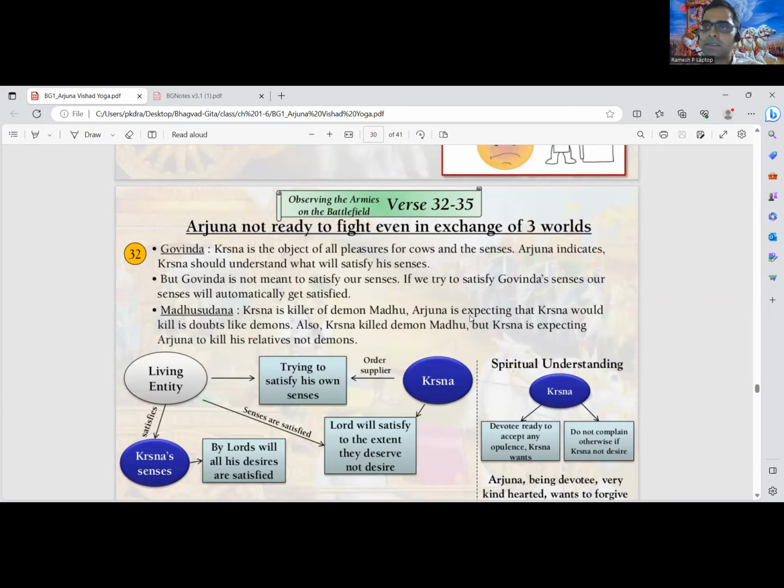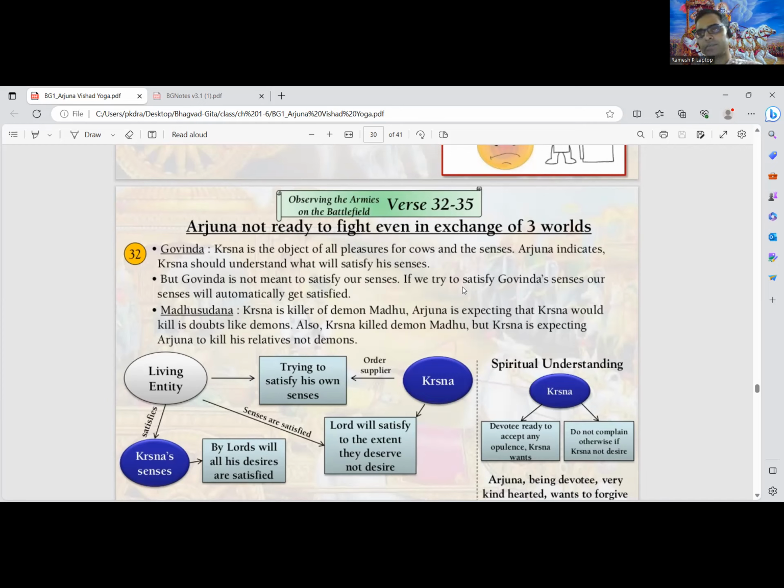He actually tells Krishna that he is not interested in fighting. If you give me all the universes also, if you make me the king of all universes also, I'm not interested. So that is how Arjuna thinks here, and then he says that there is no point in fighting.